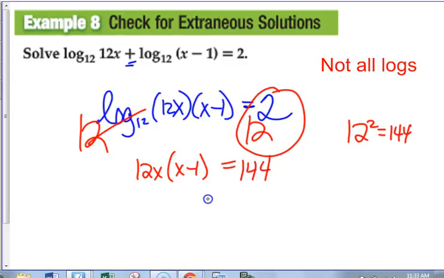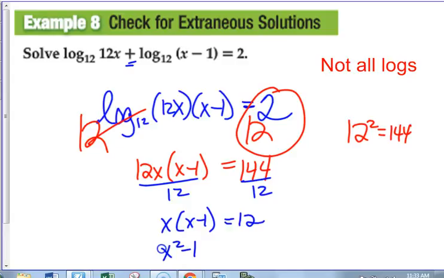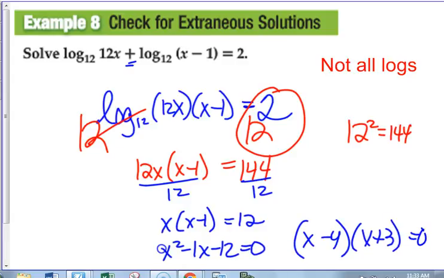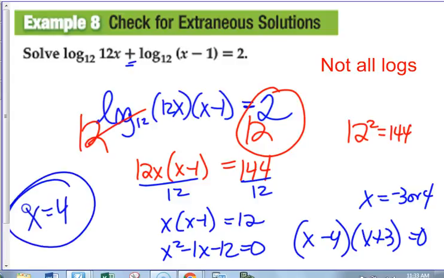You want to distribute or divide first? We actually could divide what out? We could get rid of the 12 and make the numbers smaller. We'd still have an x and an x minus 1 equals 12. So x squared minus 1x minus 12 equals 0. X minus 4, x plus 3. X equals negative 3 or 4. I'm thinking it's got to be 4, yes? Okay, so that was just an extra example.